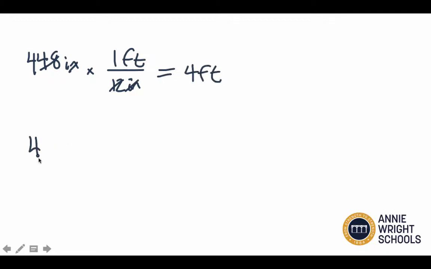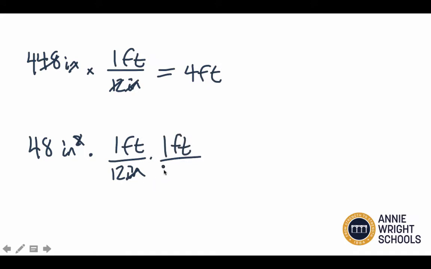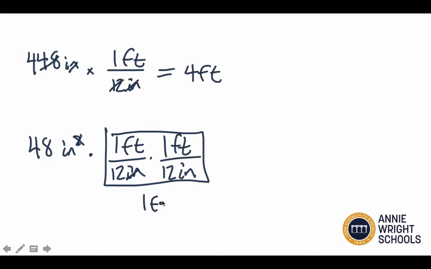But if you were dealing with 48 square inches and you multiply by 1 foot in 12 inches, you're not going to get feet, you're going to get an inch foot because only one of them goes away. So instead of multiplying by 1 foot in 12 inches, you need to multiply by 1 foot squared in 12 inches squared. Notice that if you multiply these together first, you would get 1 foot squared over 144 inches squared.